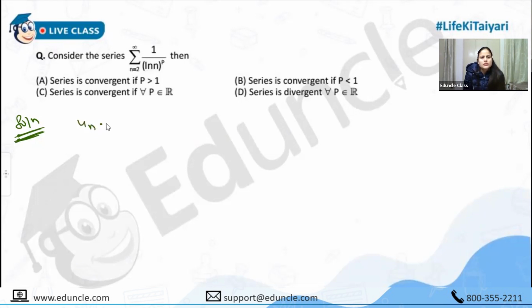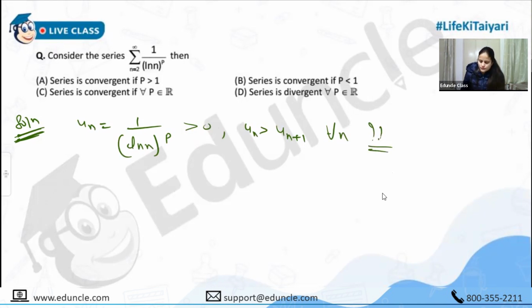Clearly un is equal to 1 upon ln n raised to p, correct? Clearly it is positive, and also un is greater than, wait, just a second, I need to take some cases here. Can I say un is greater than un plus 1 for every n? First of all, answer me this question. Can I say here un is greater than un plus 1 for every n? Oh my god, respond to me. Can I say un is greater than un plus 1 for every n?